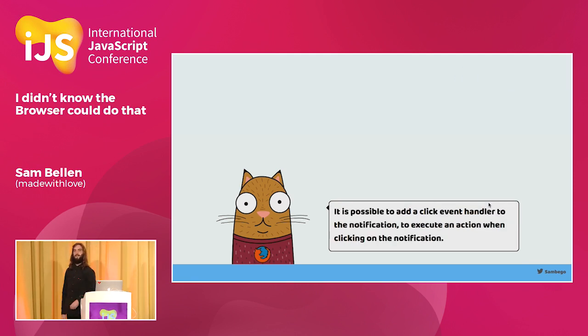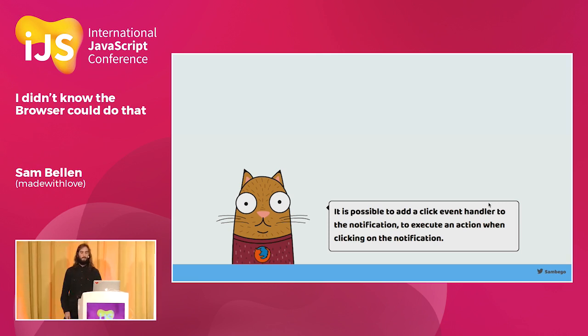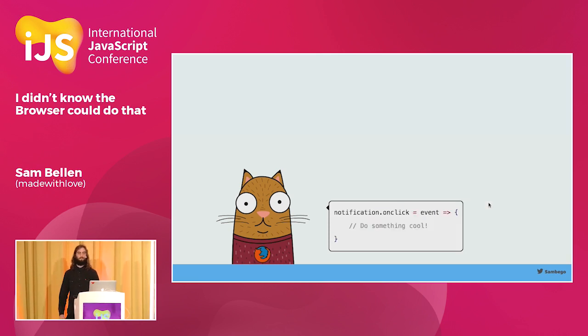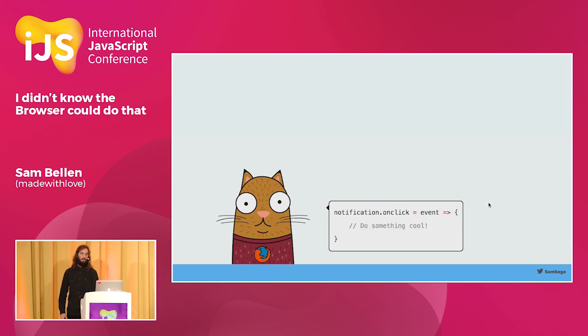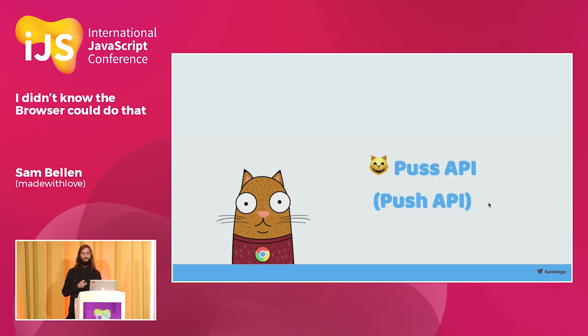Now you can also add a click event handler to this notification. When a user clicks on your notification, you can run a function or do something, listen to it. You do this by just using an onClick event handler on your notification instance.